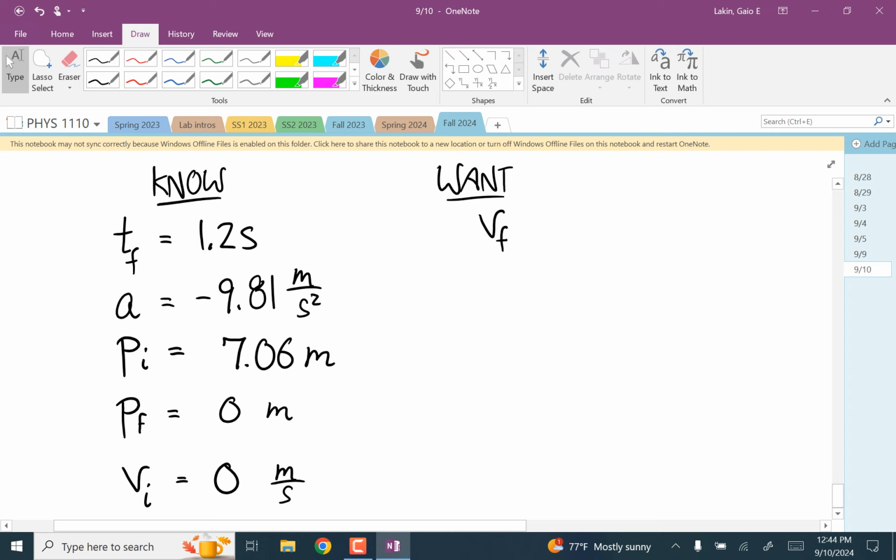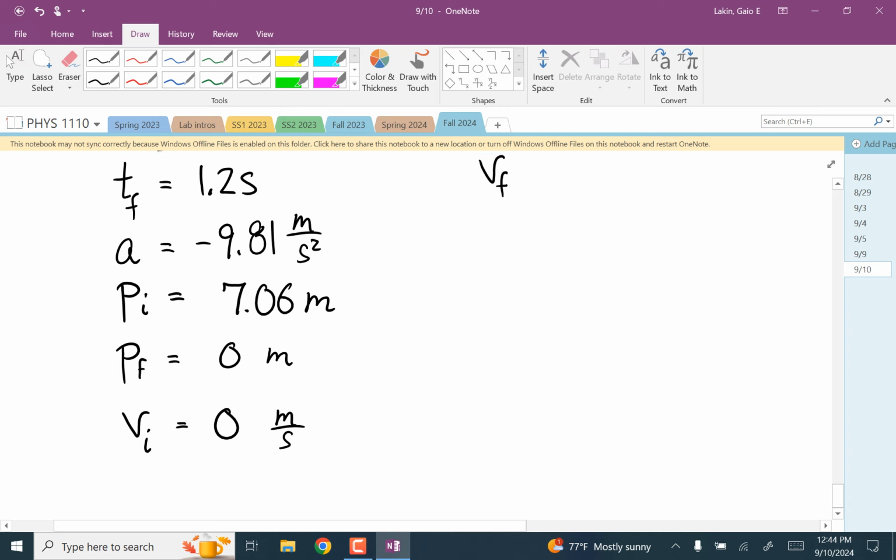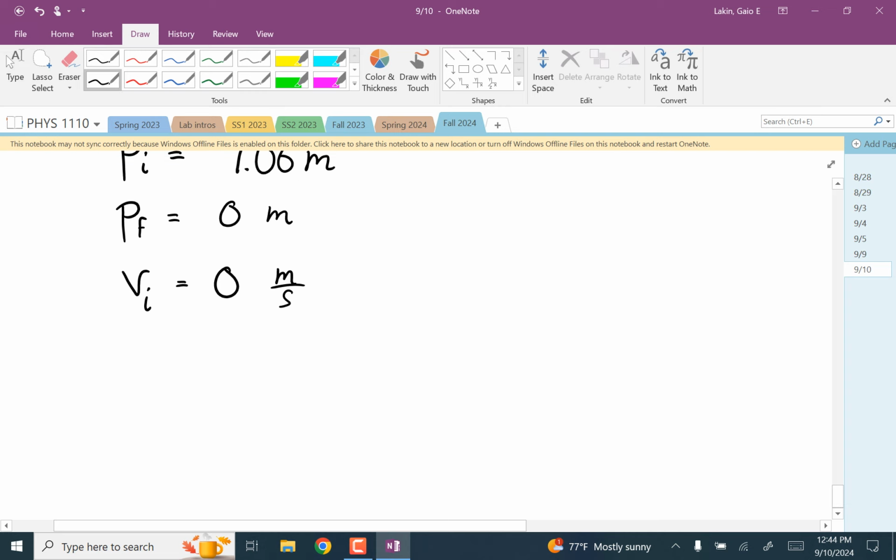Okay, well, now we know a lot of variables. And so we have multiple options for finding this V final. So let's check these two equations. I just want to show you that both of these will work. So V final is equal to V initial plus A T F. It has the thing we're trying to find, V F. And we know V I, A, and T F. So this should work.